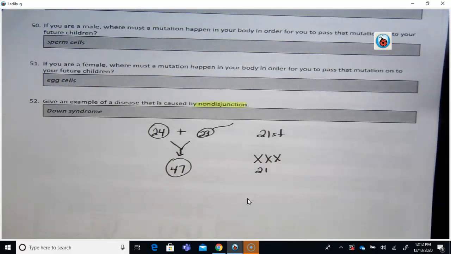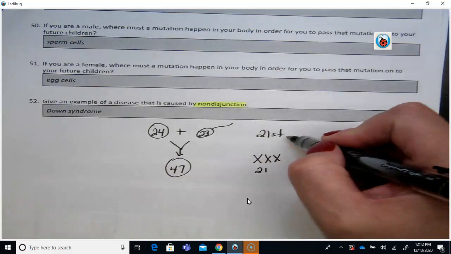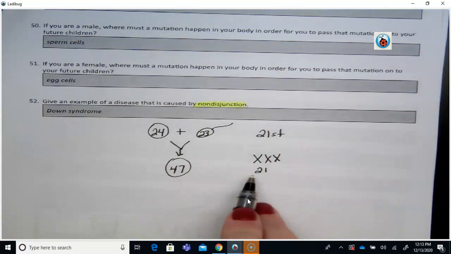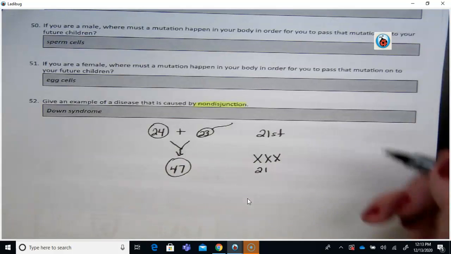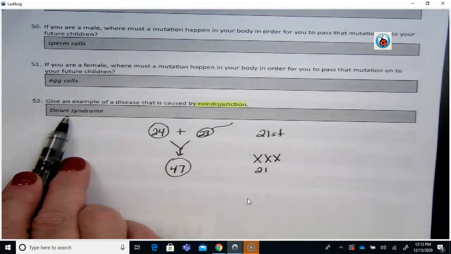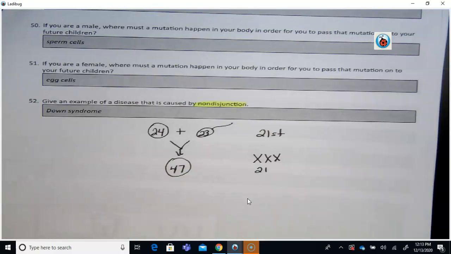If the chromosome that they have extra is in the 21st pair, so in the 21st pair of chromosomes, if there's 3 number 21s, that's going to result in the disease Down syndrome. So people with Down syndrome have 47 chromosomes instead of the normal 46, and the extra one they have is in the 21st pair. They have 3 number 21s.